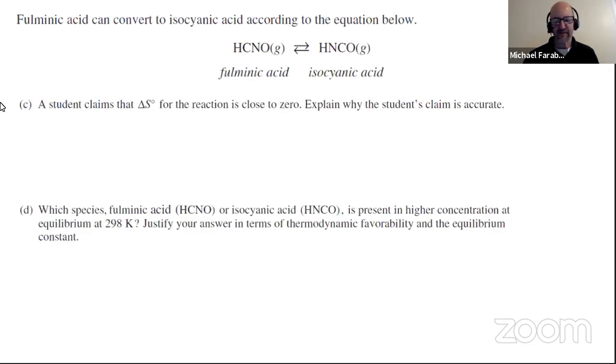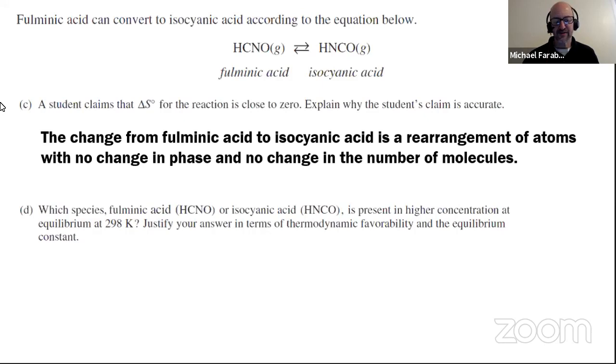So we're not changing phase here, and we're not changing the number of moles. The change from fulminic acid to isocyanic acid is a rearrangement of the atoms, but there's no change in phase and no change in the number of molecules, so delta S should be pretty close to 0.